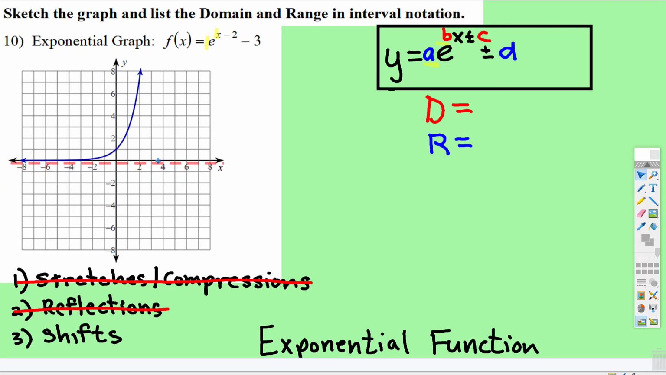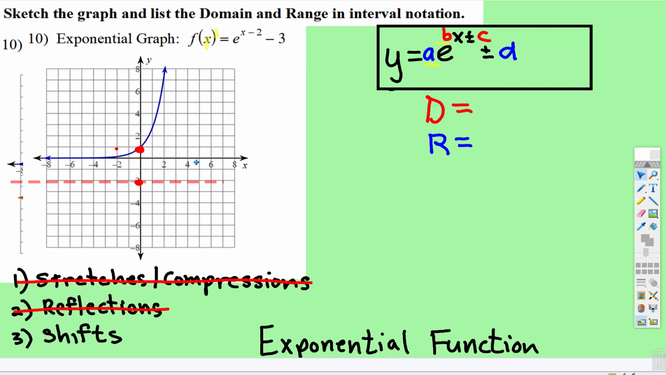All right, so what is the opposite of negative 2? Positive 2. So I'm going to take this integer point and move it to right there. And we know that's where the graph will be, and then I'm going to move it down 3. So 1, 2, 3. And I'm going to move that asymptote right there.